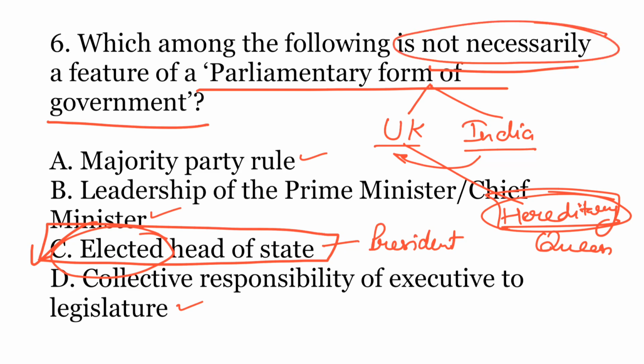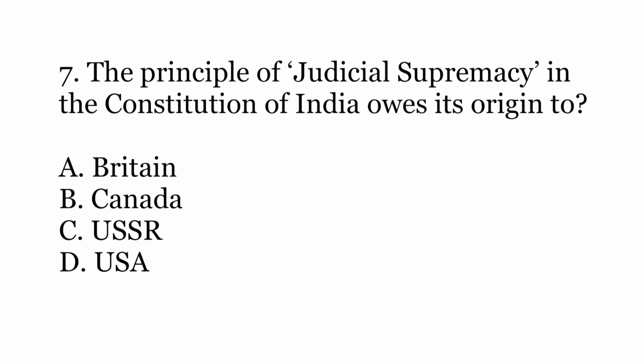It can be varied. Seventh, the principle of judicial supremacy in the Constitution of India owes its origin to which country? Options: A. Britain, B. Canada, C. the Union of Soviet Socialist Republics or USSR, or D. the United States of America or USA? The correct option is D, USA. So this is a fairly straightforward question.